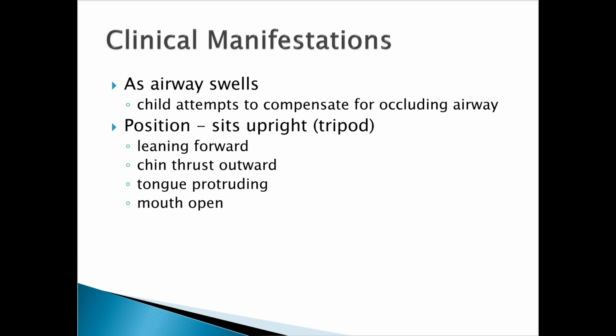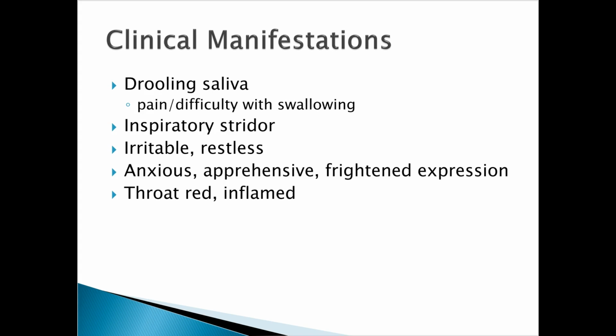They're typically going to be in the tripod position, which is leaning forward. Their chin is thrust outward. Their tongue may be protruding. Their mouth may be open. It's clinically described usually with the 3 Ds, which are dysphagia, drooling, and distress. They're going to have some stridor. They're going to be restless. They're going to be very anxious with a frightened expression because they cannot breathe.